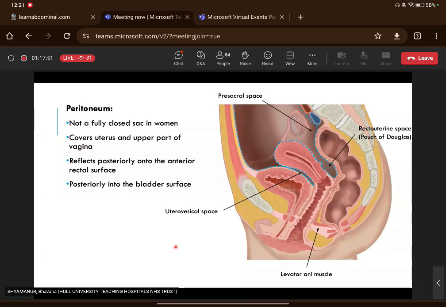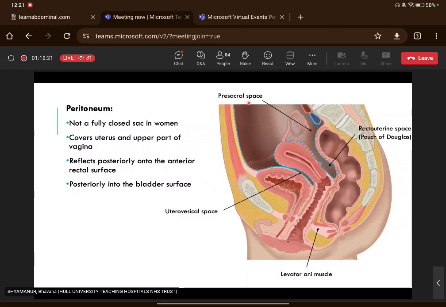So a quick note on the peritoneum. The peritoneum is not a fully closed sac in women. Some of the pelvic structures, which are extraperitoneal, are open to the intraperitoneal space in some areas. But for the most part, most of these pelvic structures, the rectum, anal canal, bladder, and the female genital system, are extraperitoneal.